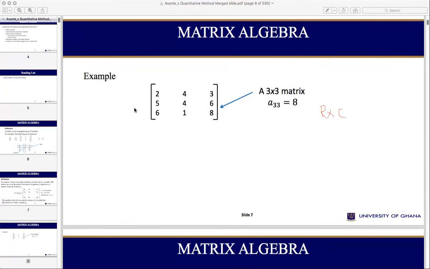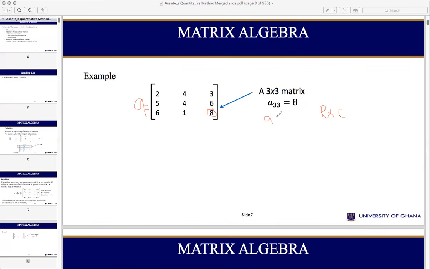So, as they are, here is an example. This is a 3 by 3 matrix. If they tell you to look for A, which they've named this as A, they want you to look for the third row and then the third column. The third row is here, and the third column is here. So the answer is what? 8, which is here.